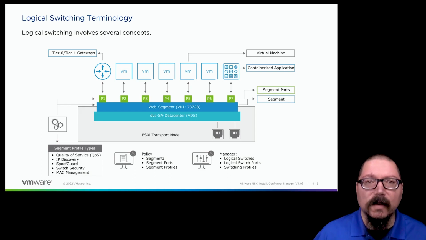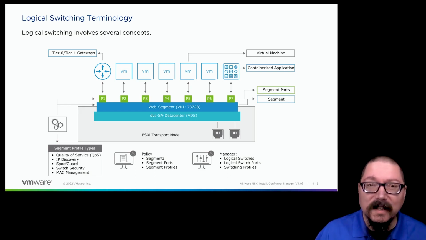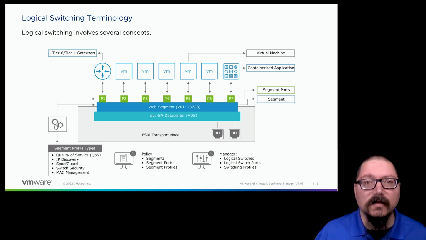The segment is going to be exposed as a port group on a distributed switch. And we're going to attach virtual machines to that segment. And those virtual machines will ultimately be attached to segment ports. And we can control how the traffic is flowing and what traffic is allowed to flow and some of the behaviors of that virtual switch port, of that segment port, through segment profiles. But those are all policy constructs.